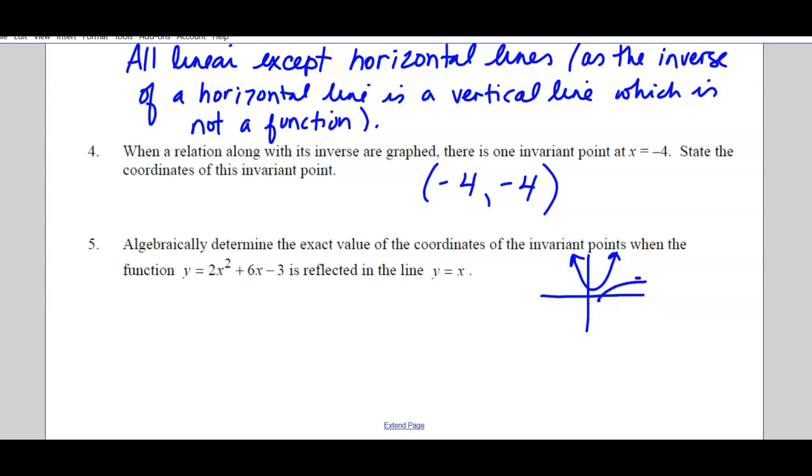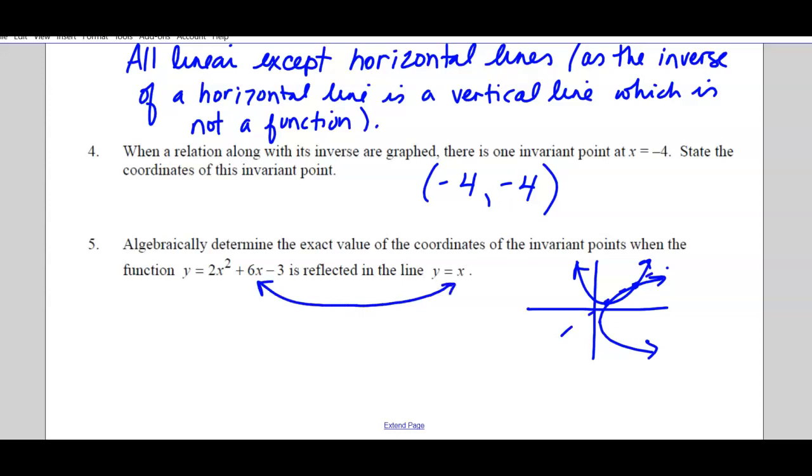Then when you reflect it, they're intersecting. Let's say it's something like this, so then maybe it looks like something like that. So we have to find these points that are invariant. Those points have to be on the line y equals x. So the easiest way is you're finding the intersection of the original with the line y equals x.